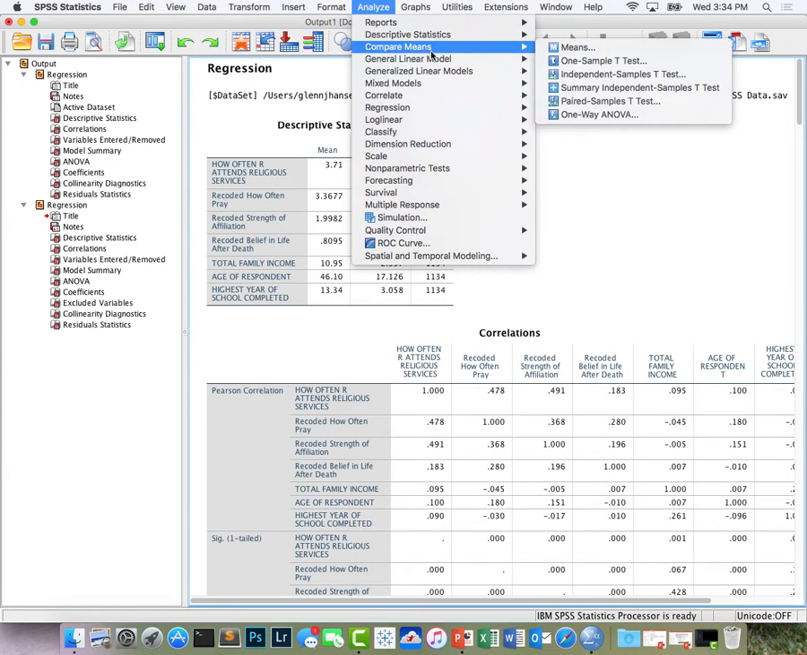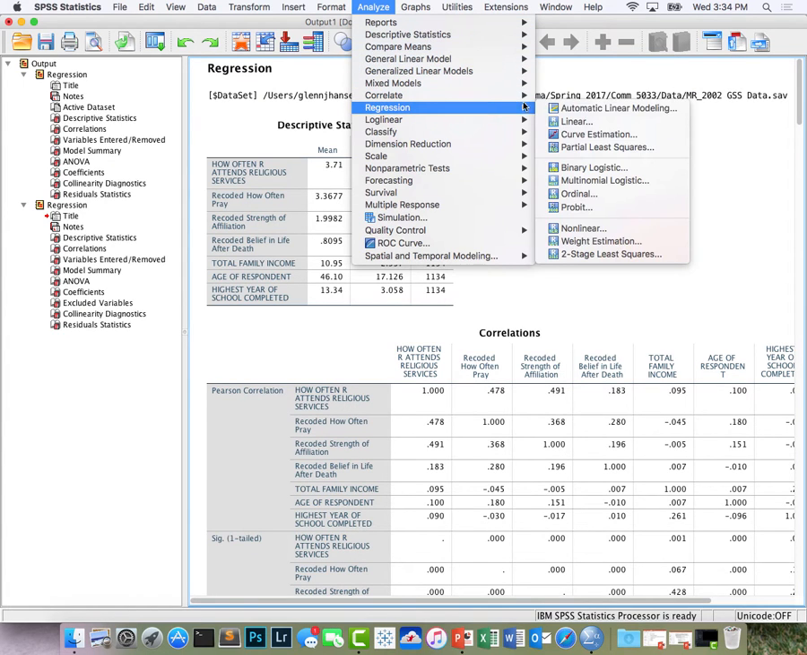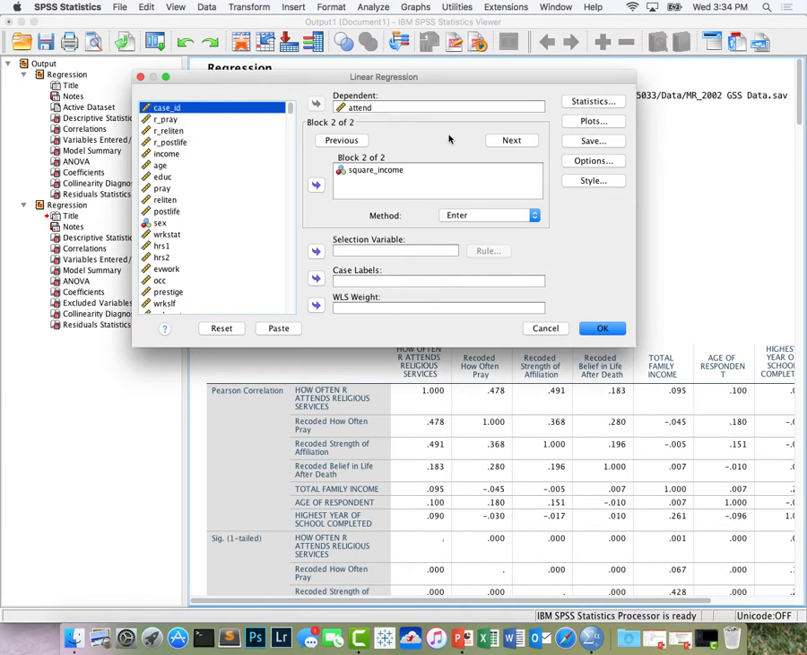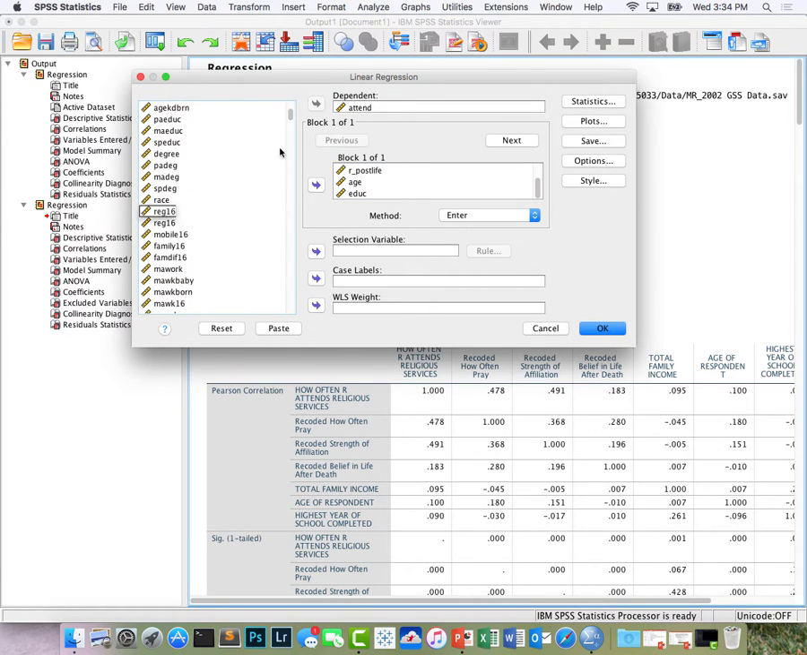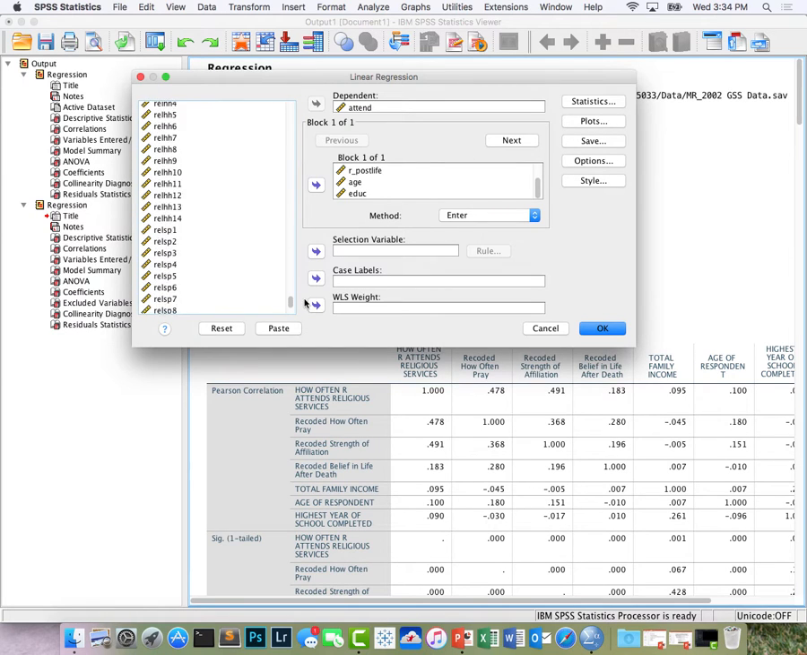The last step, then, would be to redo our analysis. We can get rid of the square income. We're going to go to the previous box, and we're going to get rid of income, and I'm going to use the two terms that I just created.